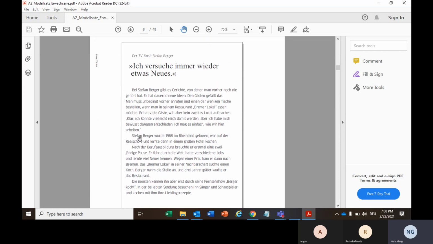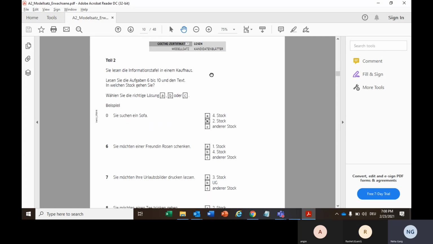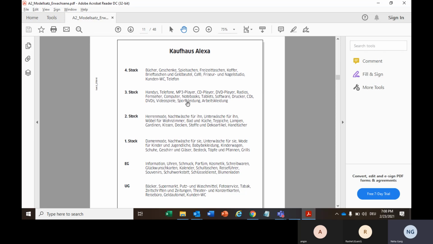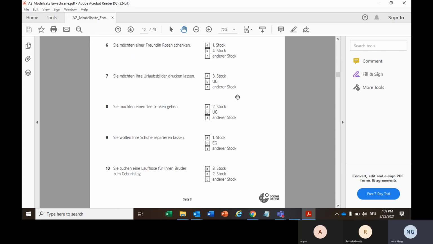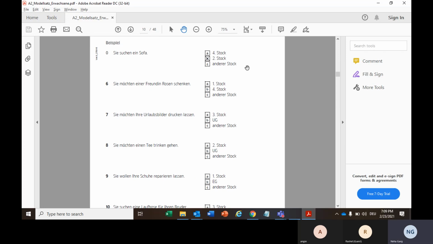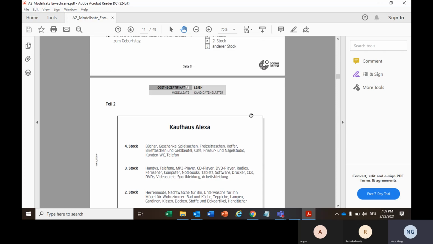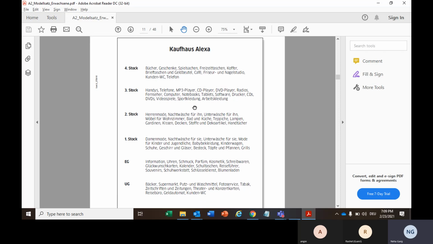So in Teil 1 you will be given one article from the newspaper, and on that basis you will have to give answers to these multiple choice questions. So 5 questions will be like that. Then in Teil 2 you will be given a board sort of thing, like a board which you can easily find in the mall, and on that basis, for the next 5 questions, you will get this kind of information and again have to give the right answer from these multiple choice options.